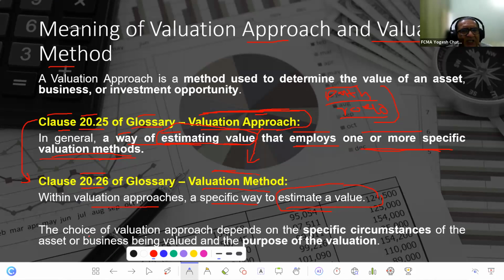And very important in valuation, nothing can be generalized. The choice of valuation approach will depend on the specific circumstances, the ground reality of each assignment, of the asset and business being valued, and the purpose of valuation. So the specific circumstances of the asset or business and the purpose of the valuation will determine the choice of valuation approach and valuation method. So nothing can be generalized. That is very important.